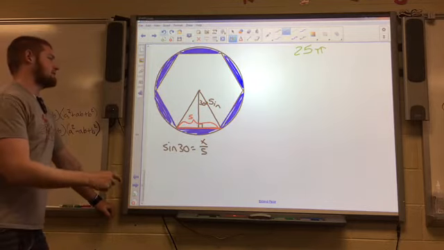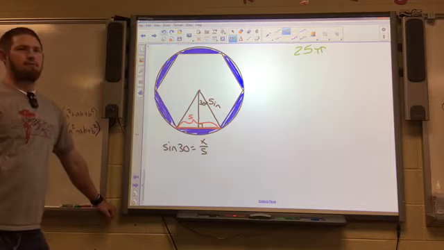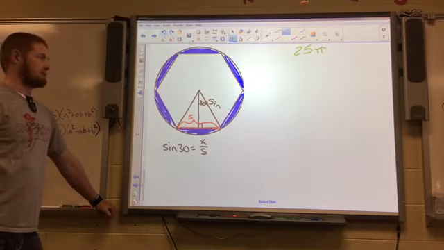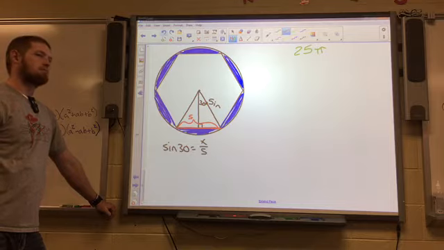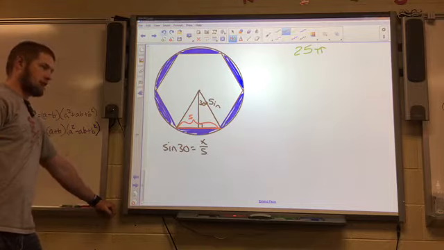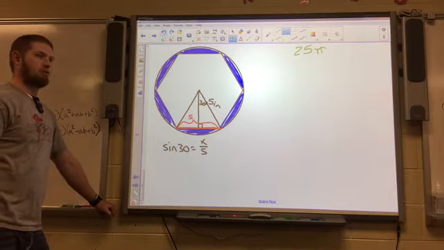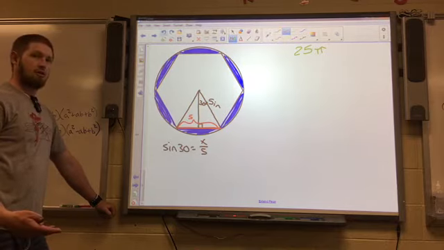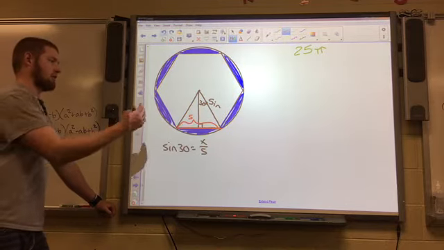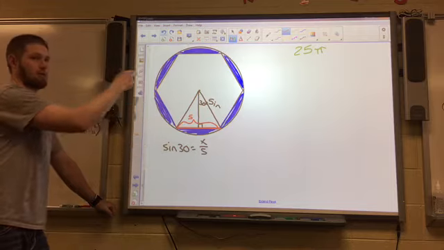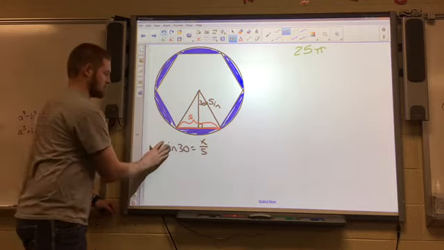Vincent, how do I find the height? The apothem, yeah. How do I find it? I have to use another trig function. I'm going to use cosine. I guess you could use tangent, but the problem is if you got the other side wrong, it would give you another wrong answer. So I'm going to try not to use it.